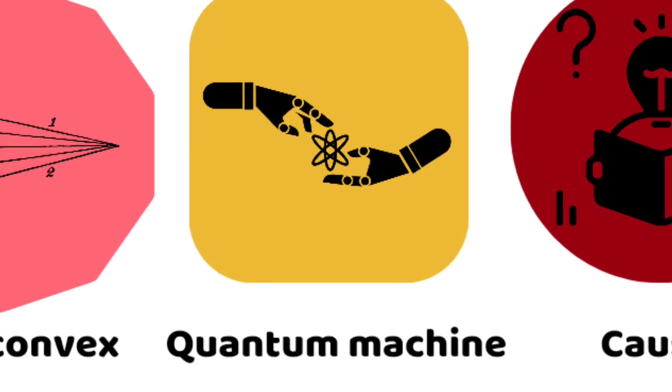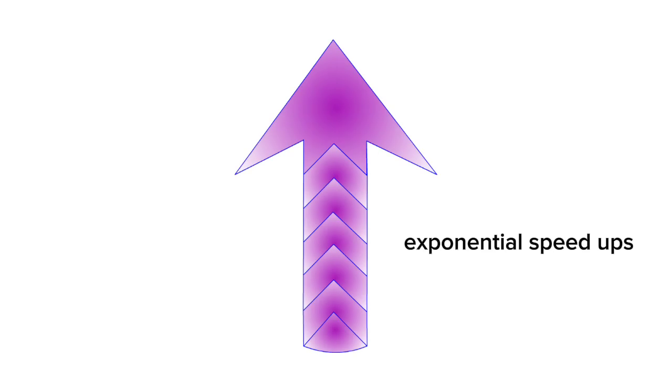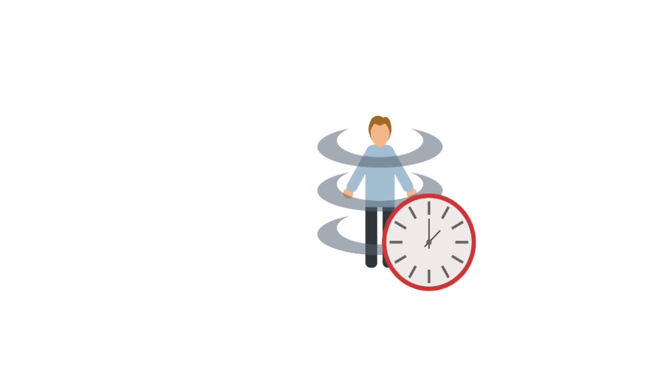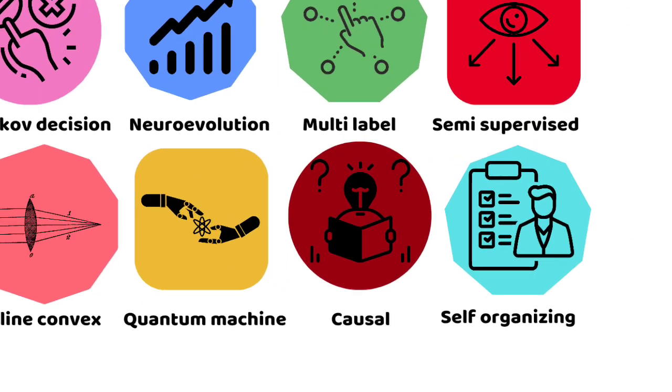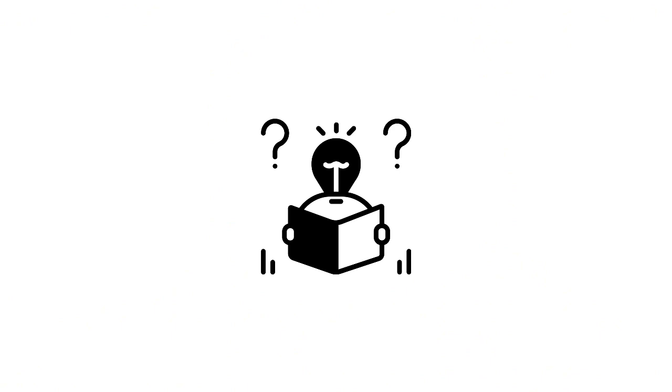Quantum machine learning. In order to improve machine learning algorithms and maybe achieve exponential speedups for some tasks, quantum machine learning investigates an application of quantum computing principles. Causal inference. To help decision makers discern between correlation and causation, causal inference techniques attempt to infer causal links from observational data.